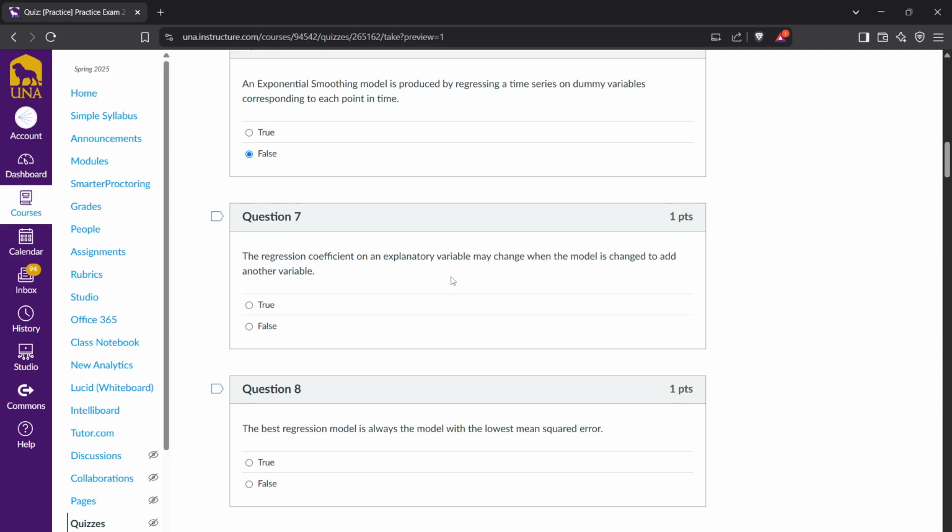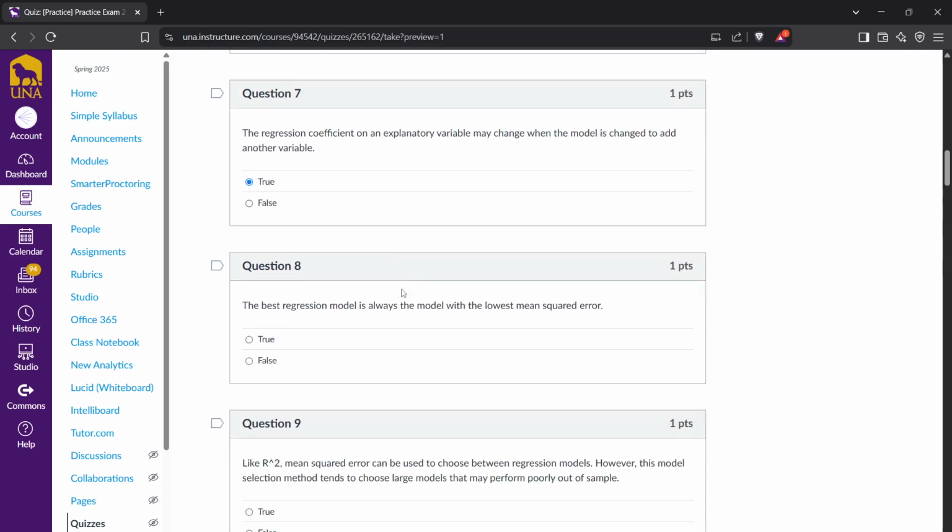7. The regression coefficient on an explanatory variable may change when the model is changed to add another variable. Well, it's the same as that other question. Will the coefficient change when you add another variable to the model? Absolutely. Don't expect it to be the same. Maybe it'll be close, but it should change.